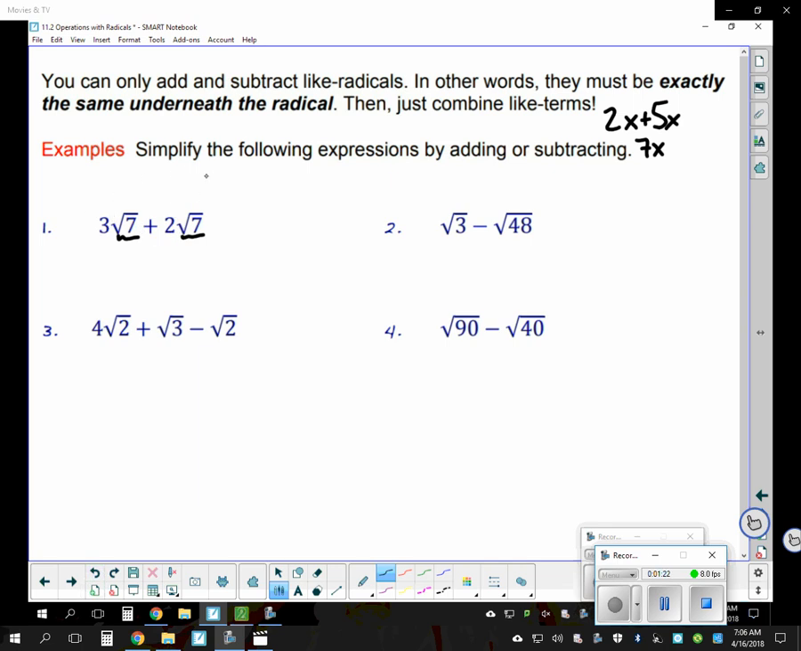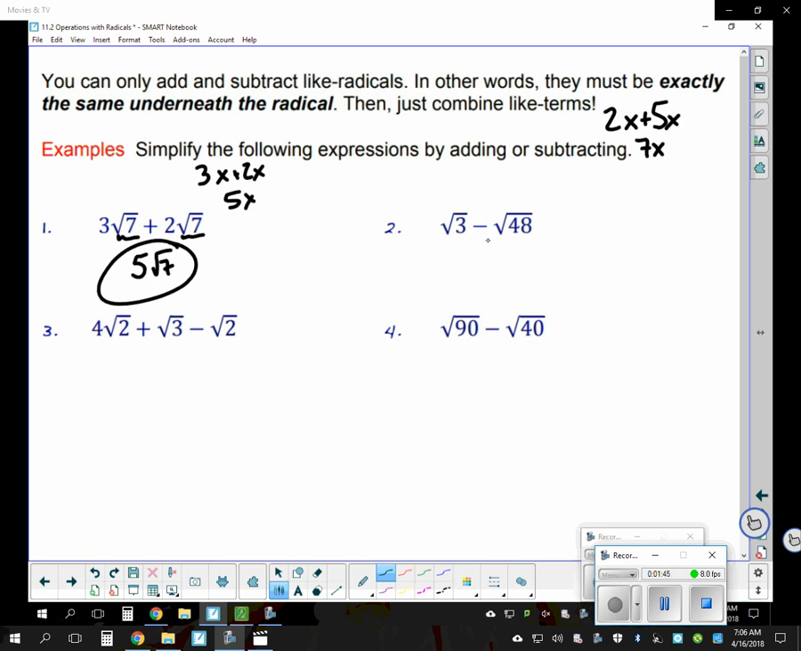Well, wait a minute. Let's make it an easier problem just to make sure we know what we're doing. Pretend those square root of 7s were x's. We certainly know those are like terms, and we should definitely know that equals 5x. It's the exact same idea here, except the x's are square roots. So the 3 and the 2 are 5, and square root of 7 will stay square root of 7. So you're not changing the radical. It has to remain the same.